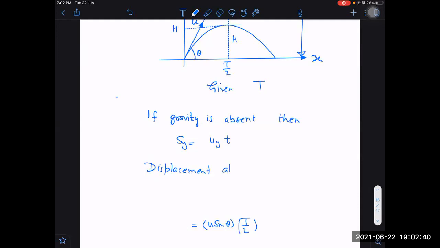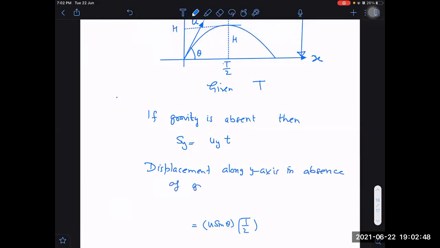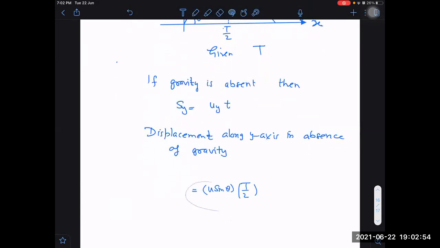Displacement along the y-axis in absence of gravity. What would that be? That would be just equal to u sine theta into t by 2, where t is the time of flight. What is t? T is equal to 2u sine theta by g.